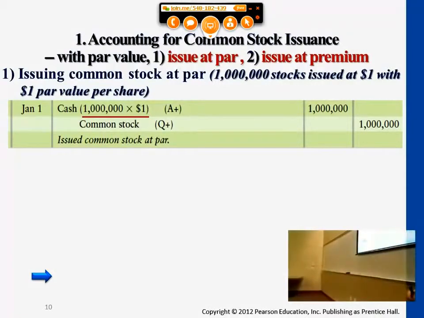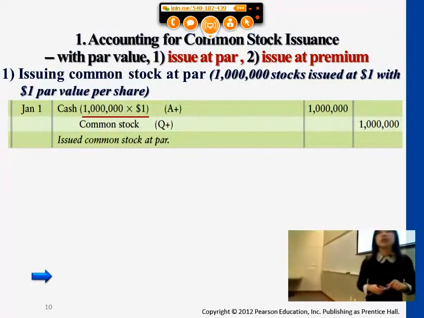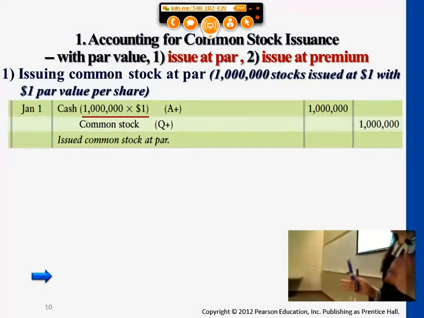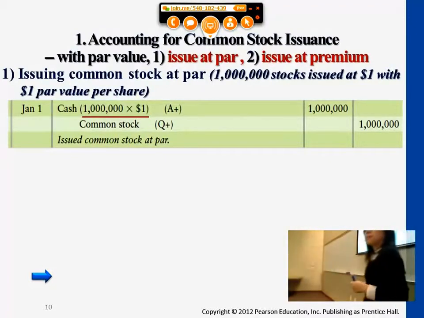Okay, so this is issuing common stock at the par value. Par value equals face value. Par and face refer to the same thing, basically the minimum amount for the stock. So this is the case where there's no difference between par value and issue price. You just debit cash for whatever money you receive and credit common stock.